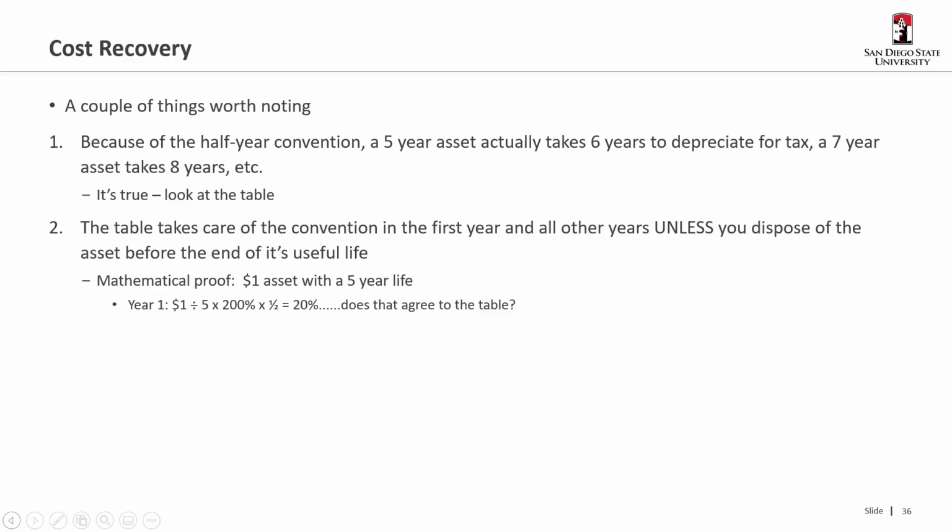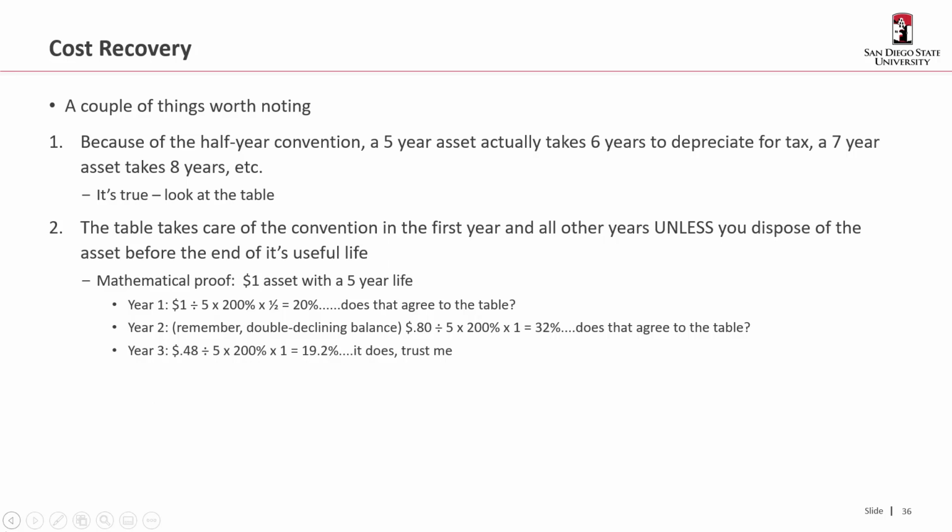Does that agree to the table? Yes, absolutely. That is the depreciation factor for year 1, 5-year property, half-year convention. Then we move on to year 2. Now remember, I'm doing the calculation of double declining balance. The tables, it's not required. So now my asset is down to 80 cents, right? Because it was $1, I took 20 cents in the first year. Now I'm down to 80 cents. 80 divided by 5 times 2 times 1, because I get a whole year in the second year, is 32%. And does that agree to the table? And I think if you have your tables, you'll look at it and be, yeah, that totally agrees.